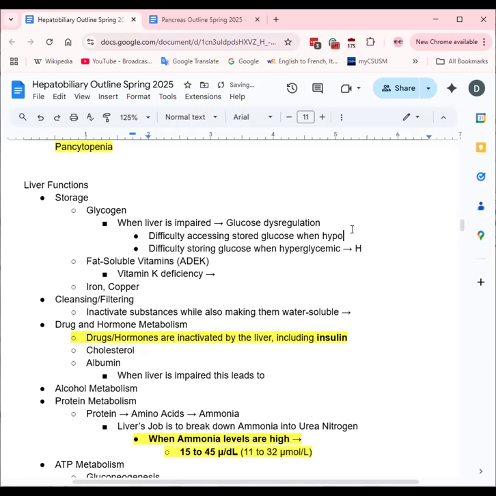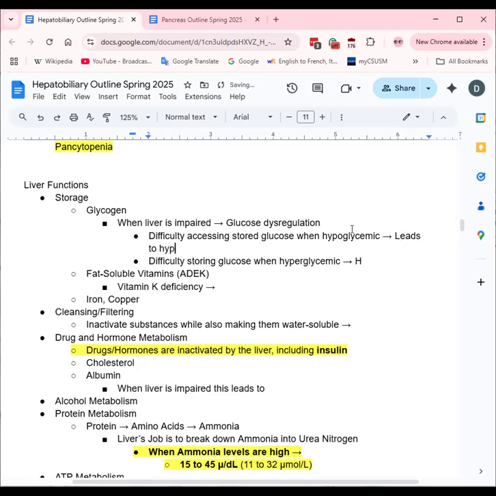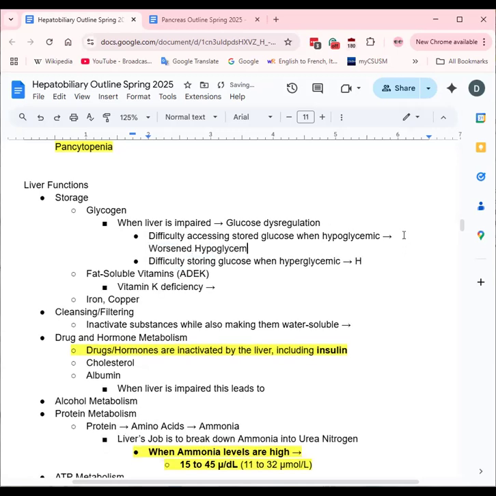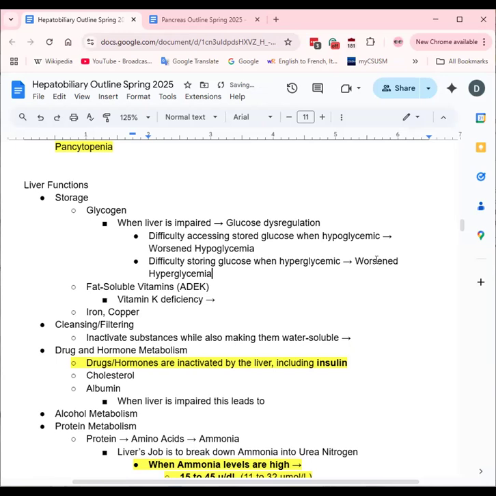Accessing stored glucose when hypoglycemic leads to worsened hypoglycemia, like basically being unable to fix hypoglycemia. And with this one, you're not storing glucose, so worsened hyperglycemia. That makes more sense.